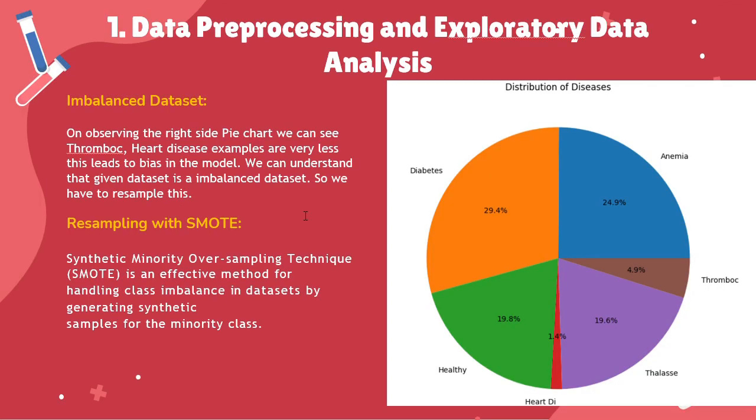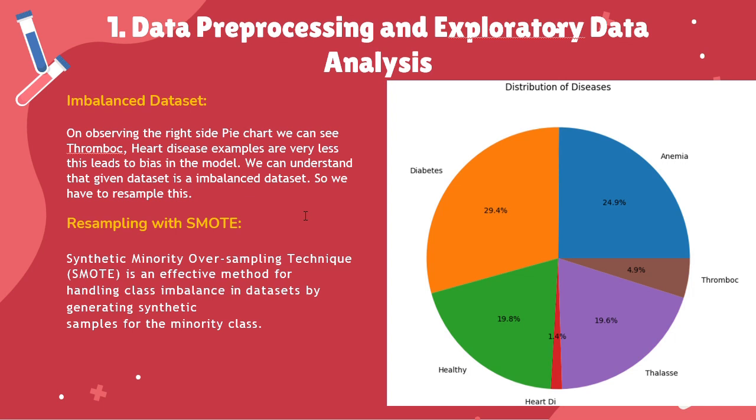Now, data pre-processing and exploratory data analysis. First I loaded the train dataset and test dataset files. The test dataset consists of the heart disease label, but it is not present in the train dataset. So I combined all of them and shuffled to get a much better model. And then after shuffling, I saw the information about the data.